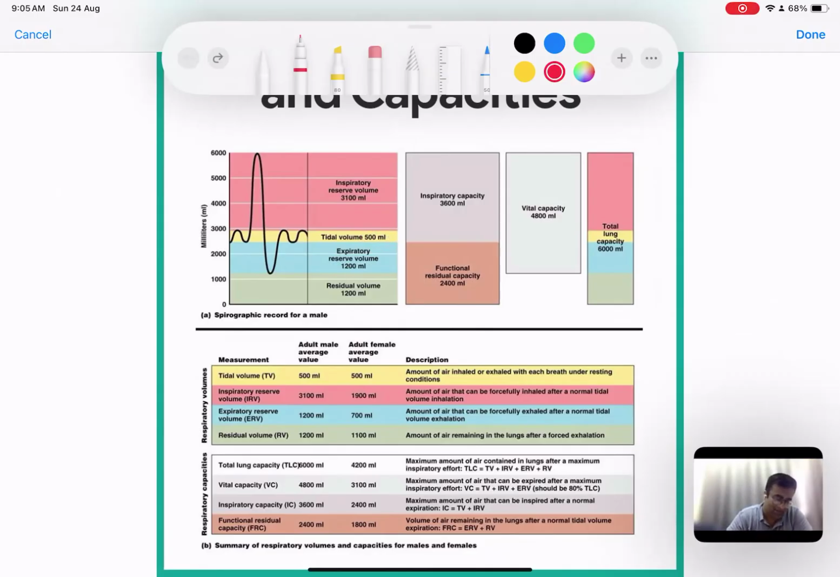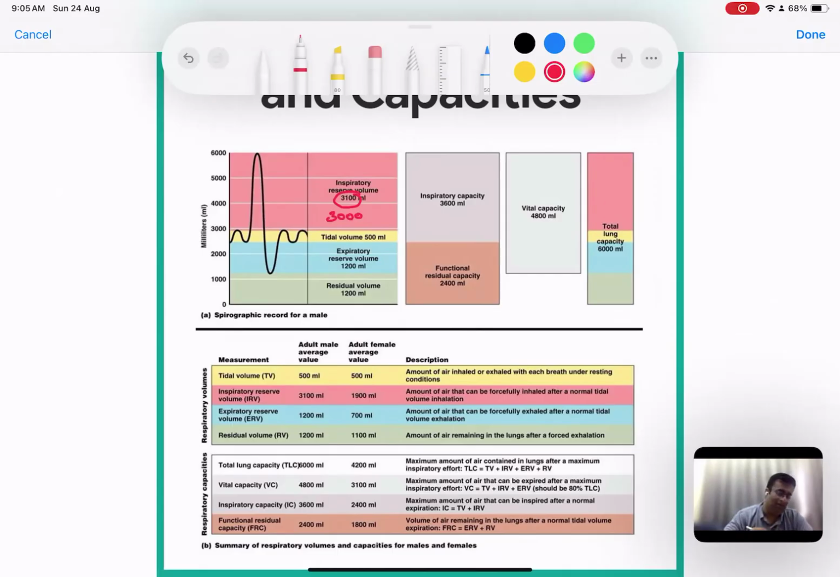Now the next is inspiratory reserve volume, which is roughly around 3000 ml. This is the amount of air a person can forcibly breathe in over and above the tidal air. So the excess amount of air that a person can forcibly breathe in over and above the tidal air is called inspiratory reserve volume, also known as complemental air. This inspiratory reserve volume is about 2500 to 3000 ml.